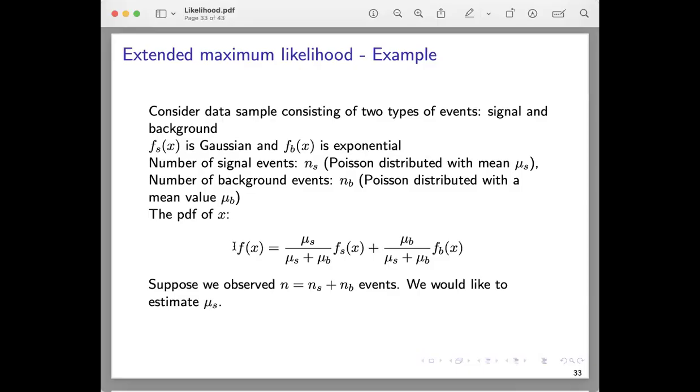Yeah, but the point is that n is the total number of events that we observed, right? And we don't know what ns and nb are exactly. We assume that ns and nb are Poisson distributed with the true values being mu s and mu b. What you observe from data is just ns plus nb, and the true values are mu s and mu b.